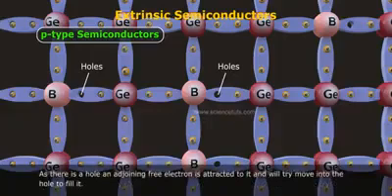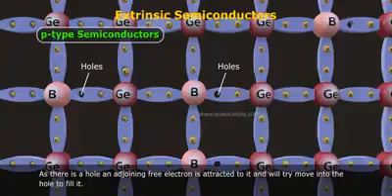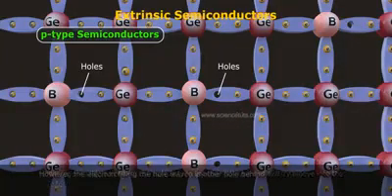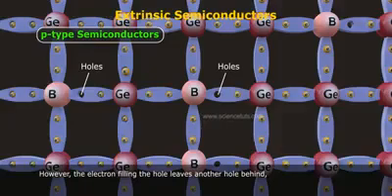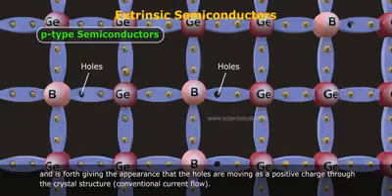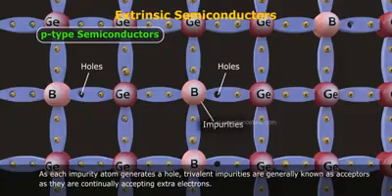As there is a hole, an adjoining free electron is attracted to it and will move into the hole to fill it. However, the electron filling the hole leaves another hole behind, and so forth, giving the appearance that the holes are moving as a positive charge through the crystal structure, which is conventional current flow. As each impurity atom generates a hole, trivalent impurities are generally known as acceptors, as they are continually accepting extra electrons.